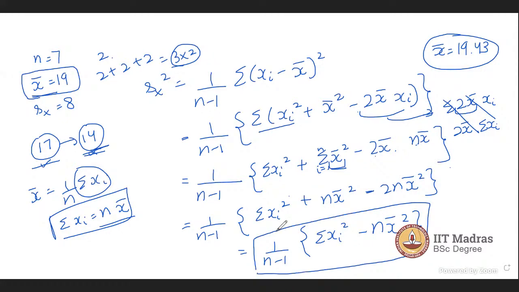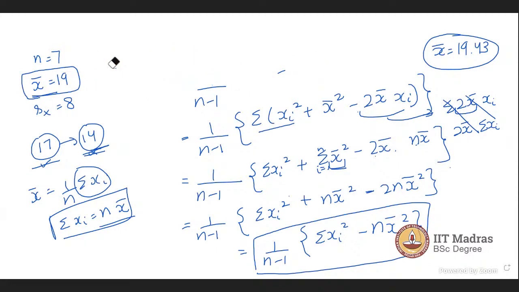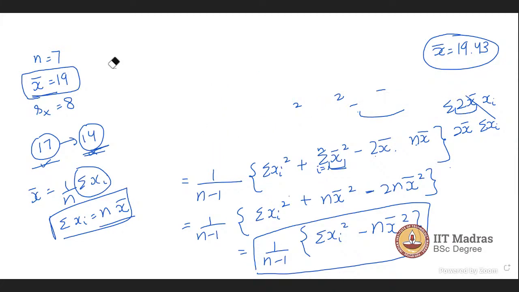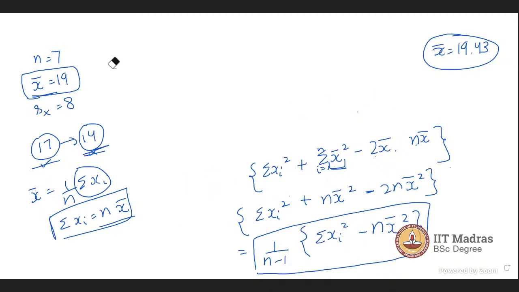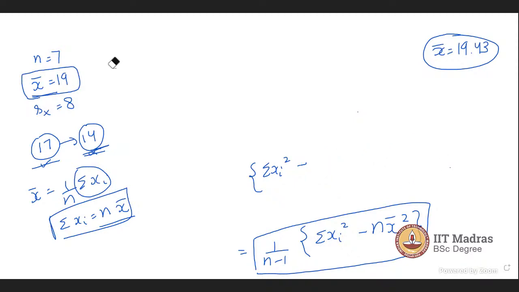Just remember this equation. Let me erase a bit. Also remember the corrected mean is 19.43, which will be useful. This is a standard formula, sir. It will be used everywhere, no? Yeah, it can be used anywhere. We are just opening that whole square term and obtaining this, right?